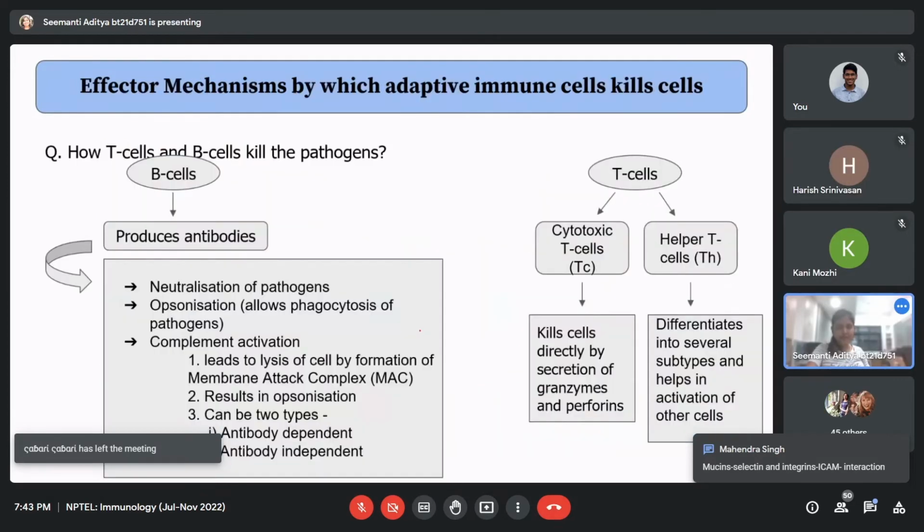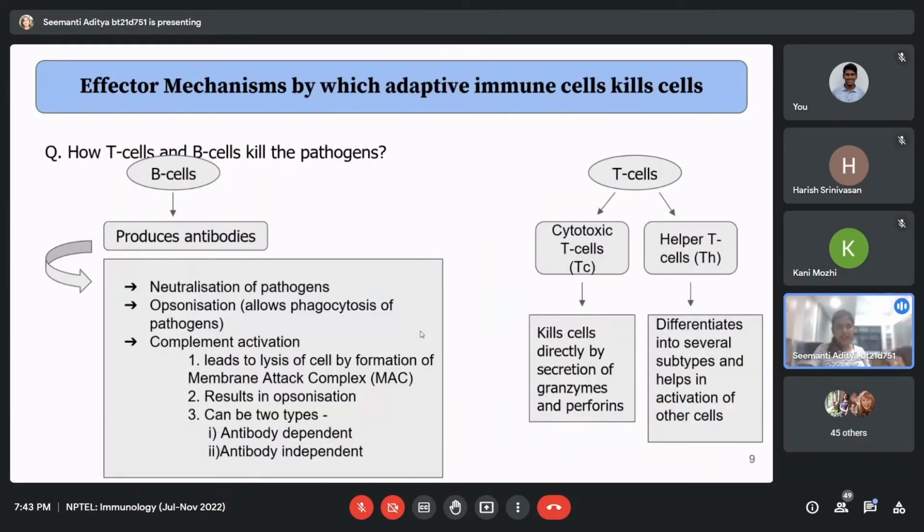Now, what are the effector mechanisms by which adaptive immune cells kill the cells? So, how T cells and B cells will kill the cells? Both have different kinds of approaches. B cells will produce antibodies, and antibodies help in neutralization of the pathogen by binding to it. The antigen-antibody interaction will help in neutralizing the pathogen. Next will be opsonization, which will allow phagocytosis of the pathogen.